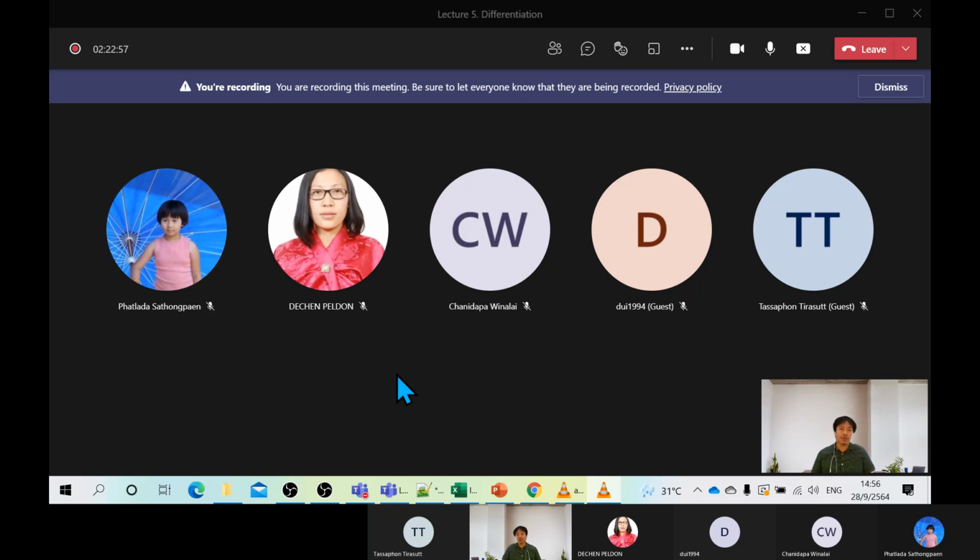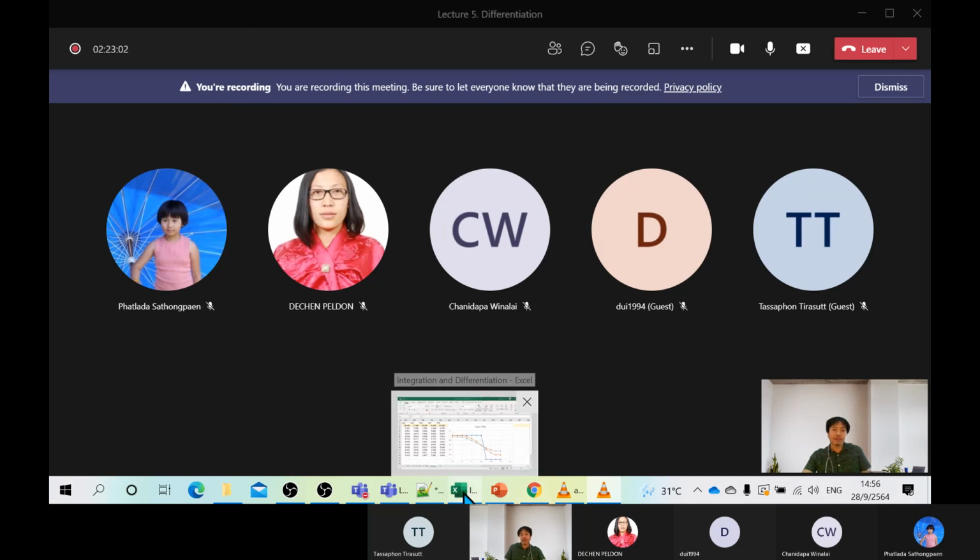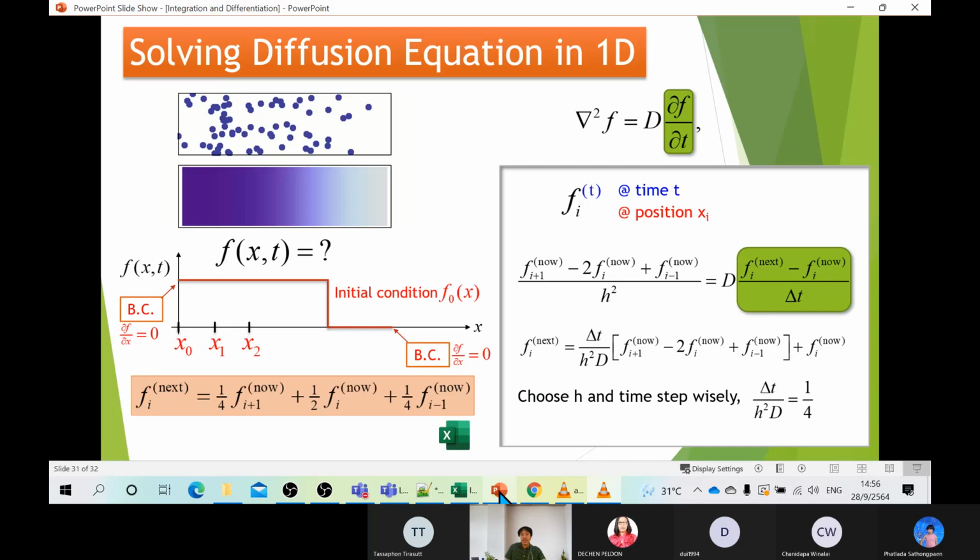By the way, I have not put this in my PowerPoint, but the question is, if you don't care about diffusion, if you are interested in some other topics, suppose you are not very interested in the diffusion equation but like other subjects, will you have a chance to meet this equation again?